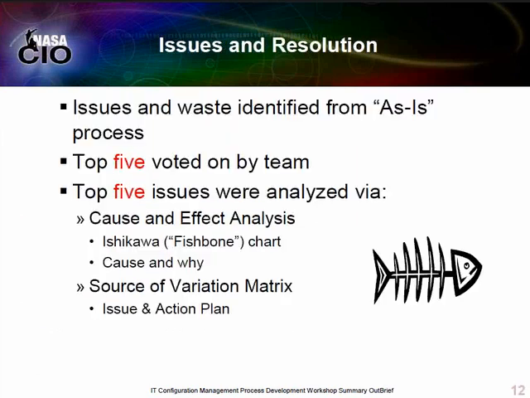So with these 5, we used some lean Six Sigma tools and attacked them, if you will, all for the improvement of those waste areas using the Ishikawa diagram or chart, which looks at in great detail and depth the causes and whys of that issue or waste area. And then we went to a mitigation tool called the source of variation matrix and tried to mitigate those causes and whys for each issue.